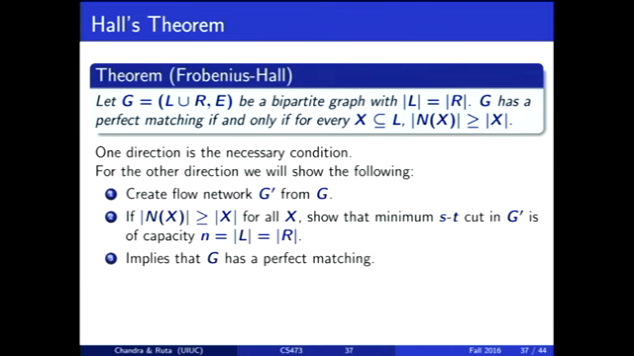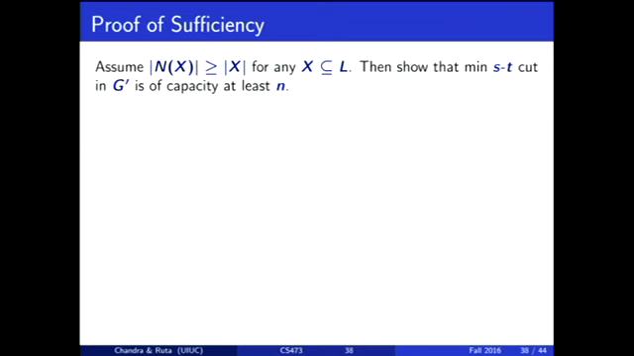All right. Let's see how to prove this. Here is what I want to prove. If for every set X on the left hand side, the size of the neighborhood is greater than or equal to the size of X, then I want to show you that the minimum s-t cut in the graph G prime that we created is of at least size n. Here n is the size of the left hand side, which is the same as the right hand side. If the left hand side is bigger than the right hand side, already we have a contradiction, right?